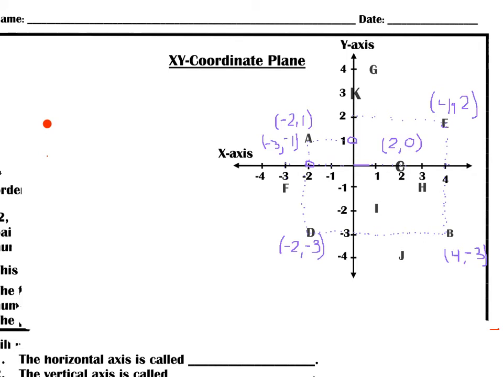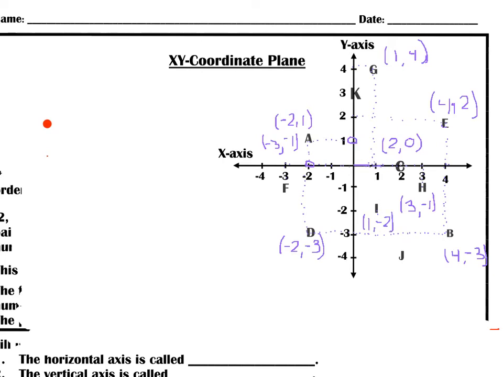Point G, notice I don't have to go over. Oh, I do have to go over, my fault. I'm going to go over 1, and then I'm going to go up 4. So G is at over 1, up 4. H, if I go over 3, I'm going to have to go down to -1. So over 3 and down to -1. Letter I, I'm going to go over 1 and down to -2. So this will be 1, -2.